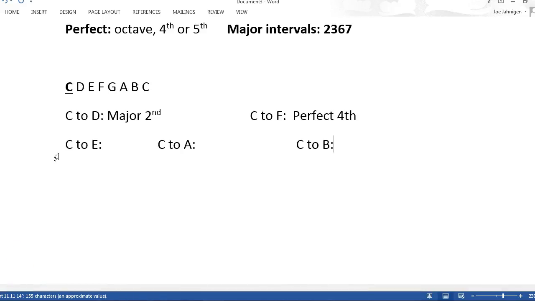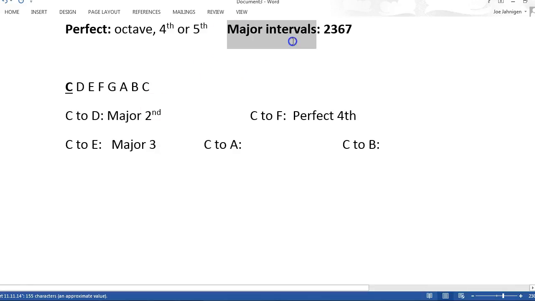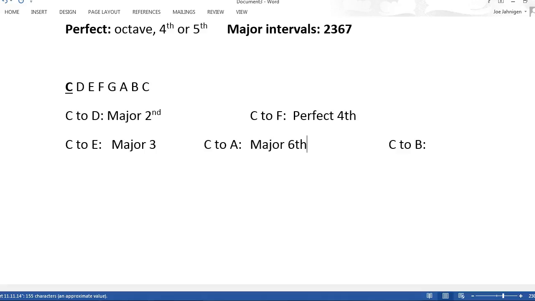So here's a little quiz. Pause the video, count, use your fingers, whatever you need to do, figure out the answer to these three. So pause right now, come back with the answer. Okay, C to E, just count 1, 2, 3. So that's major third. And again, the reason I know that is all the major intervals are up here. C to A, just count it out. 1, 2, 3, 4, 5, 6. Major 6. Then C to B, if you count it out, is a major 7th.